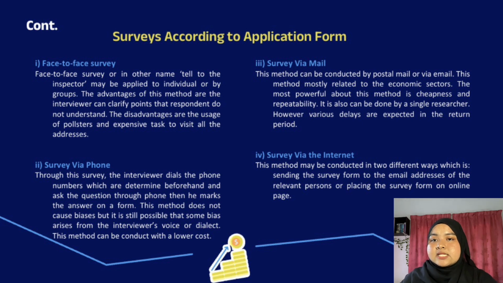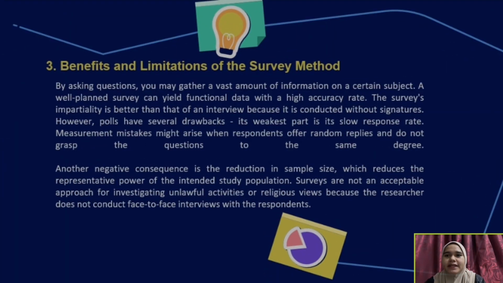The last one is survey via the internet. This method may be conducted in 2 different ways, which are sending the survey form to the email addresses of the relevant persons or placing the survey form on an online page. Benefits and limitations of the survey method. By asking questions, you may gather a vast amount of information on a certain subject. A well-planned survey can yield functional data with a high accuracy rate.